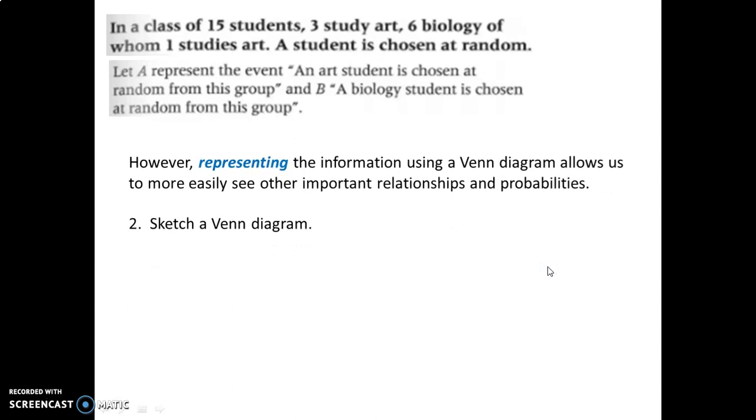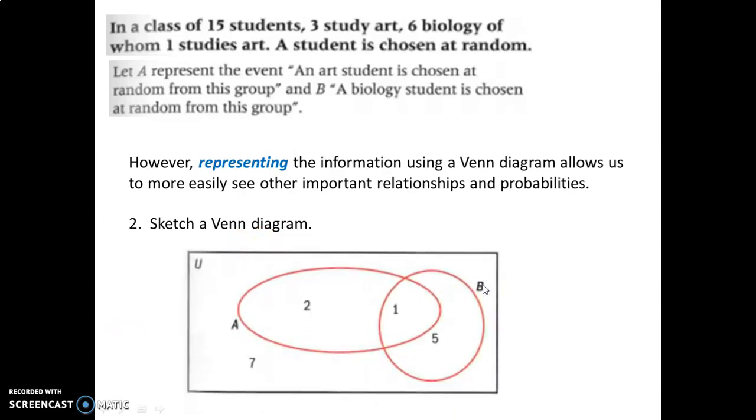It says, however, representing the information using a Venn diagram allows us to more easily see other important relationships. So although a Venn diagram sometimes is not necessary, like we saw, drawing it helps us make more complicated conclusions from the data. So let's take a look. Sketch a Venn diagram. And hopefully it looks something like this.